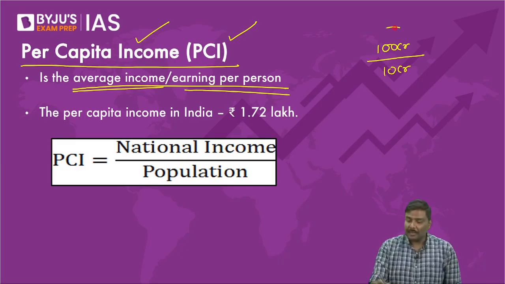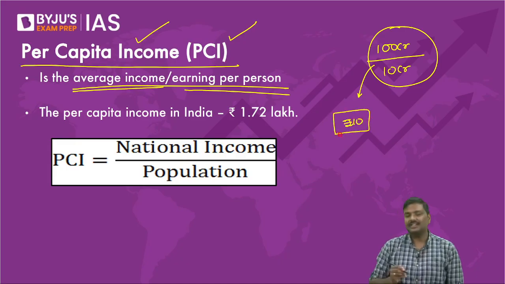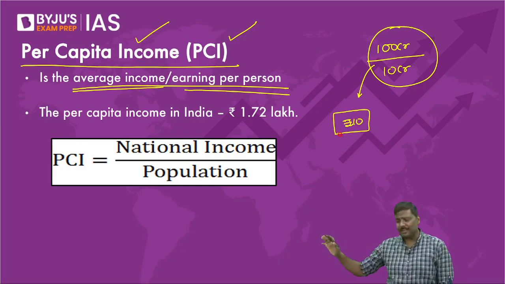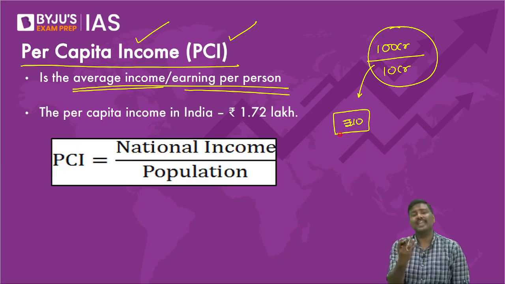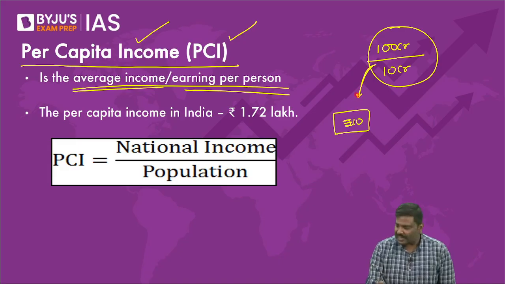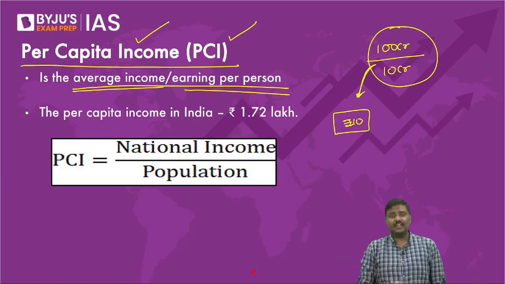So per capita income will be how much? Per capita income will be 10 rupees. Any difficulty in understanding this? I'm taking very, very simple numbers, where you don't even require calculators. Right? So we know what the national income is. So where will I get national income?